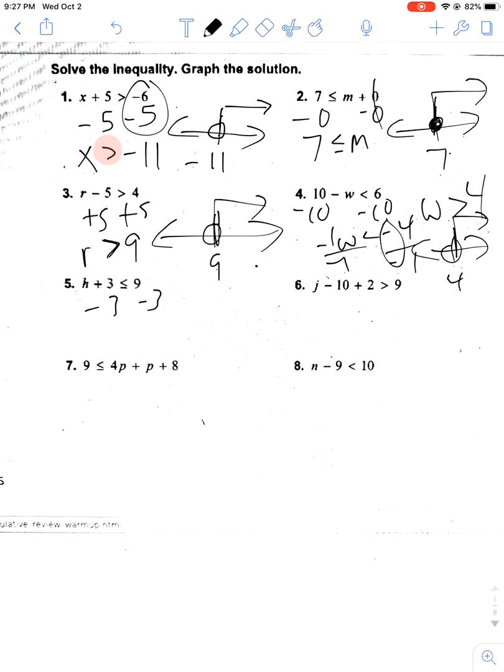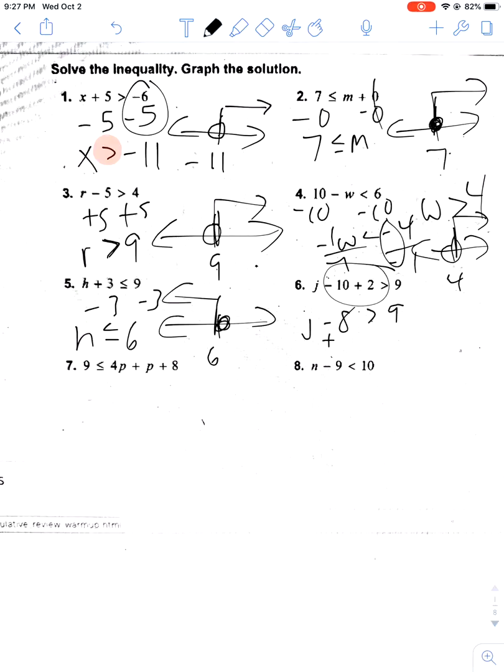Minus 3, h is less than or equal to 6. Closed circle, h is less than, so smaller. Combine your like terms, that's negative 8. Add 8, j is greater than 17. We've got 17. Open circle, j is bigger.